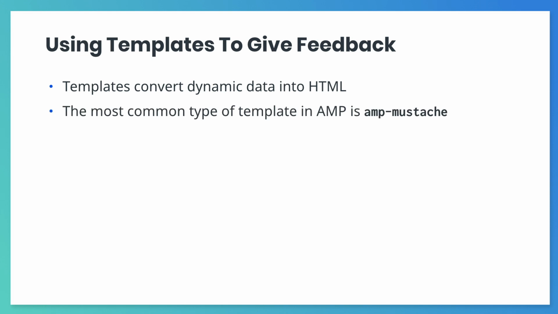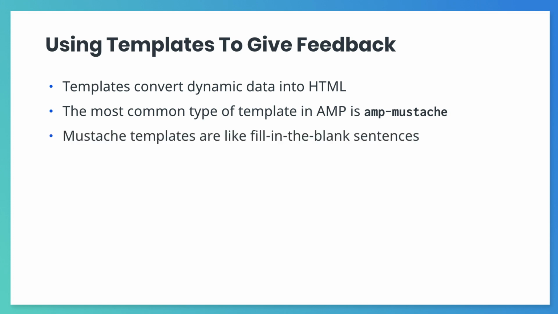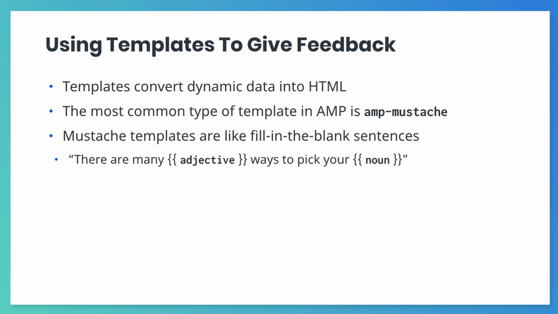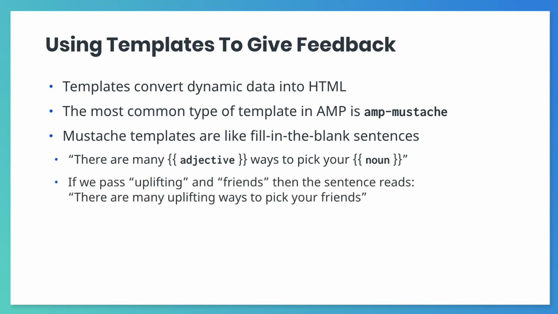The most common type of template in AMP is AMP Mustache. It's based on the mustache.js syntax. In their simplest form, mustache templates are like fill-in-the-blank sentences. Consider this simple template: There are many adjective ways to pick your noun. If we pass uplifting and friends, the sentence reads, there are many uplifting ways to pick your friends.